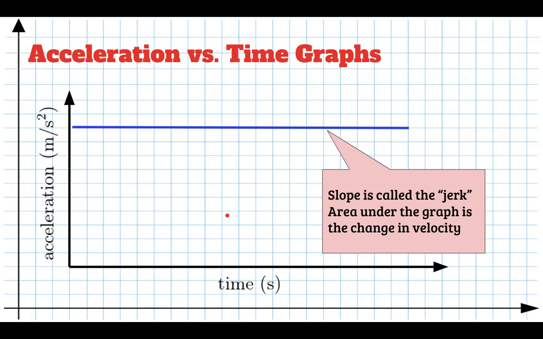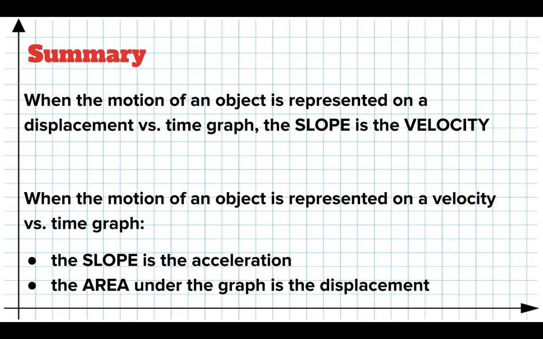Okay, it's fun to know, and quote to your friends, that if you graph acceleration versus time, the slope is called the jerk. And if you graph the jerk versus the time, the slope is called the snap. And it goes on and on.